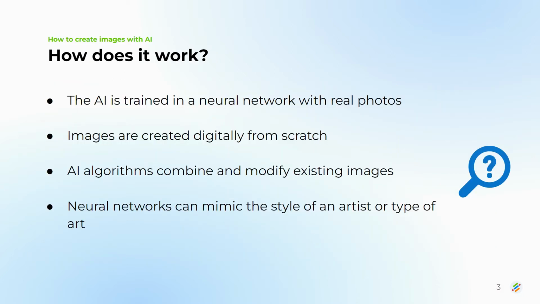But how is the generation of images actually possible? Basically, the images are created digitally from scratch. All the user has to do is make a text entry describing the desired image. AI algorithms can create original, high-quality images by combining and modifying existing images. Neural networks can be used to create images that mimic the style of a particular artist, or to create images or videos that resemble a particular type of art.